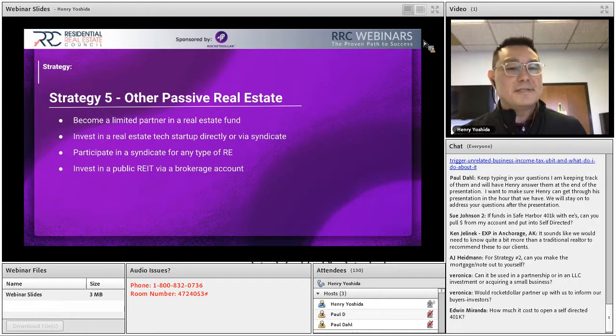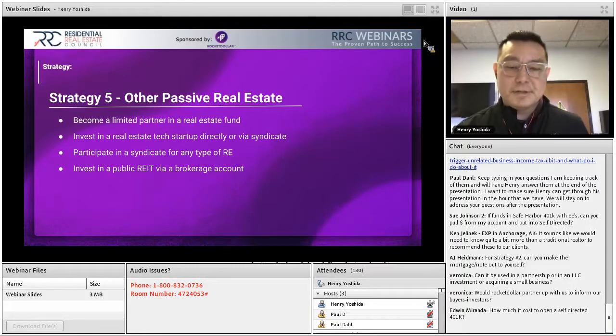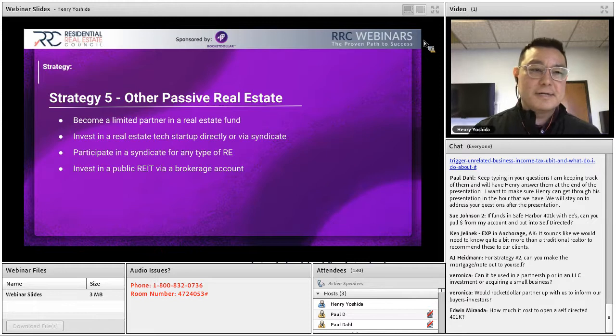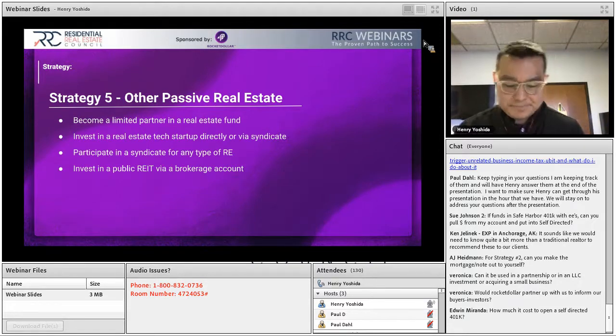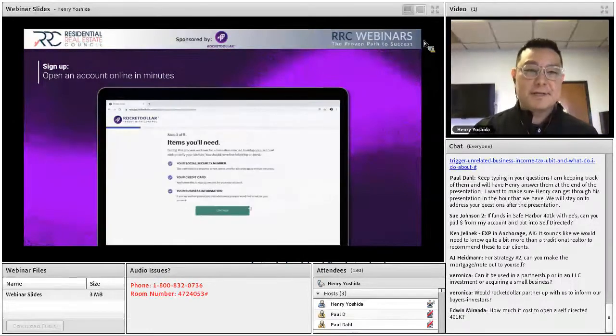But if the funds are not registered publicly and they're private, then the way to go about it would be through your self-directed IRA or self-directed solo 401k, both on behalf of clients or yourself. So those are kind of the overview of the 5 particular strategies that can be used for a self-directed IRA or a self-directed solo 401k.